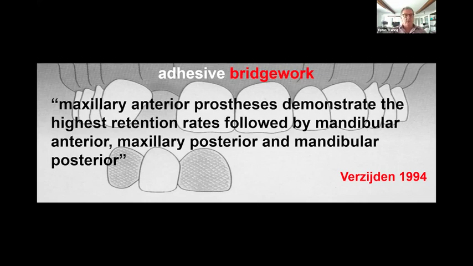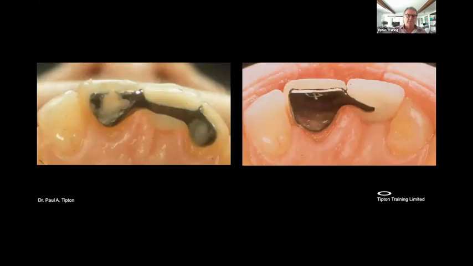This brings us to one of the success criteria for Maryland adhesive bridge work, which is tooth preparation. We tend to do more tooth preparation on a posterior than an anterior, and more tooth preparation on a mandibular rather than a maxillary, because the cement lute is under a different type of force.